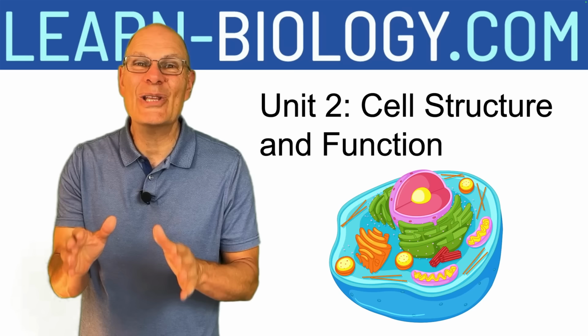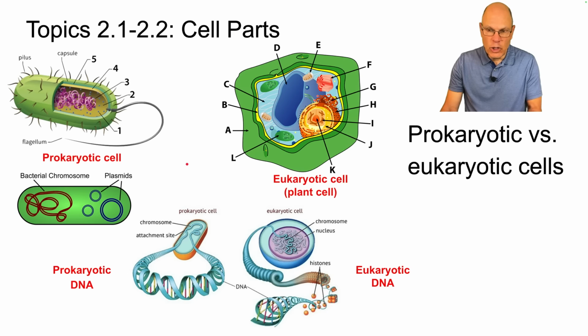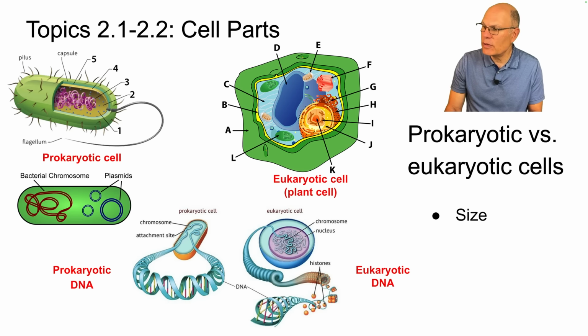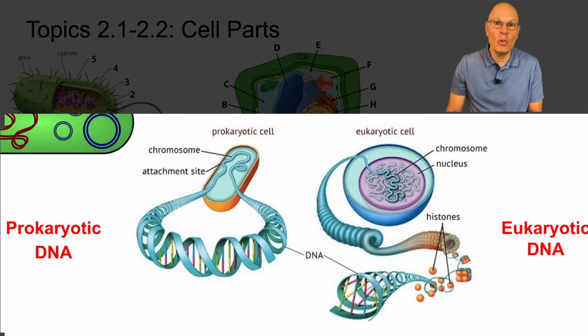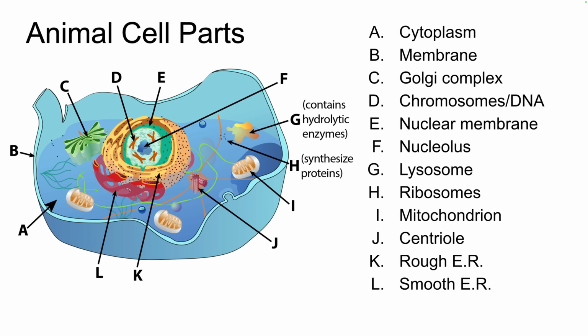Unit 2, cell structure and function. Know the difference between prokaryotic and eukaryotic cells in terms of size, structure, and the way they package their DNA. AP Biology is a cell biology class, and while you might not be asked specific questions on the AP exam about specific organelles, you will need to know the overall geography of cells.